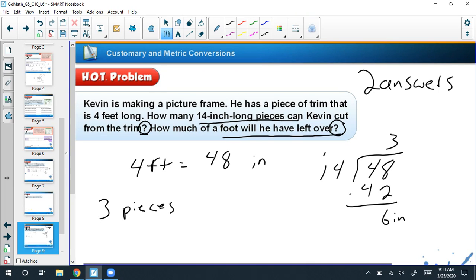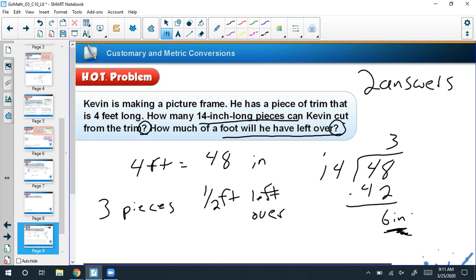And then for the second question, which is how much of a foot will he have left over? Well, I have 6 inches left over, and I can easily convert this into a foot by dividing 6 by 12. I also know that 6 is half of a foot. So that means that we have 1/2 of a foot left over.